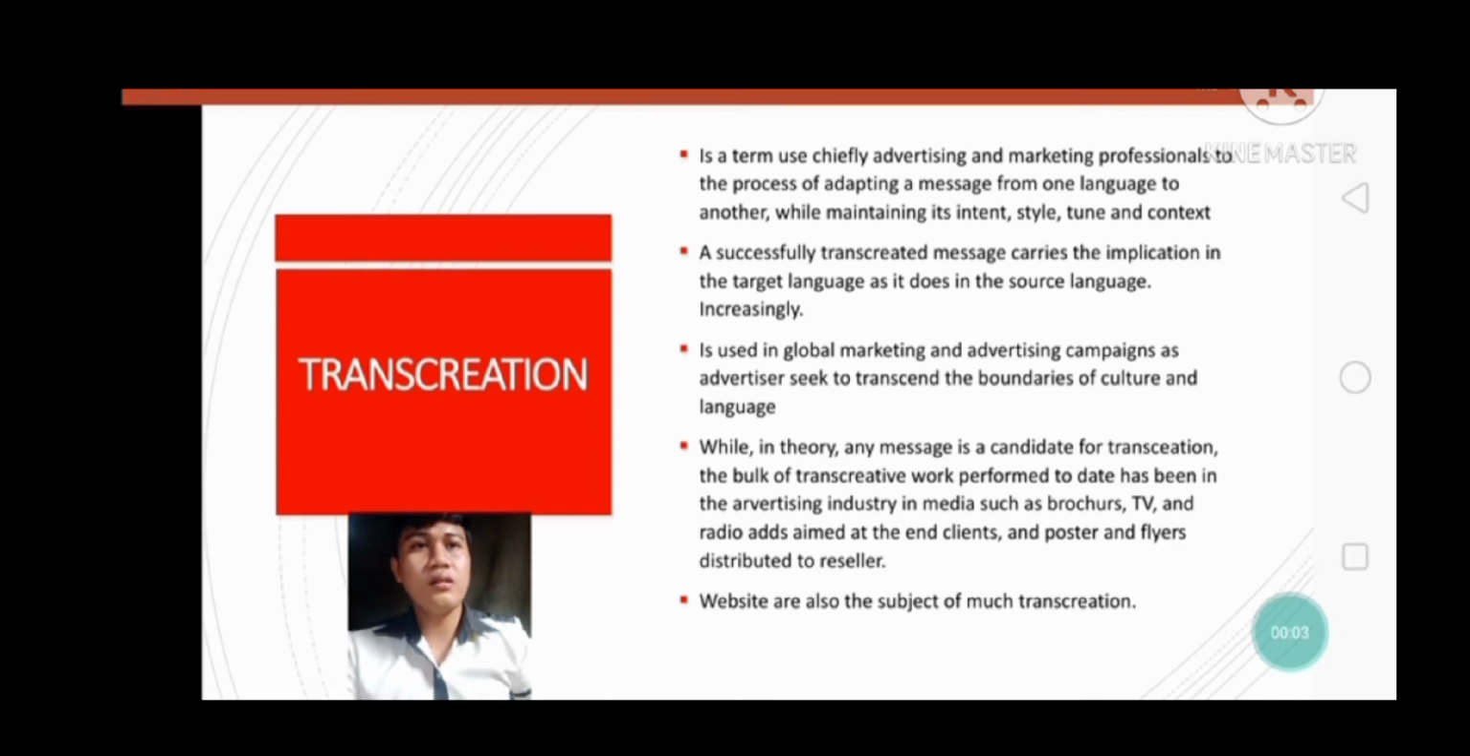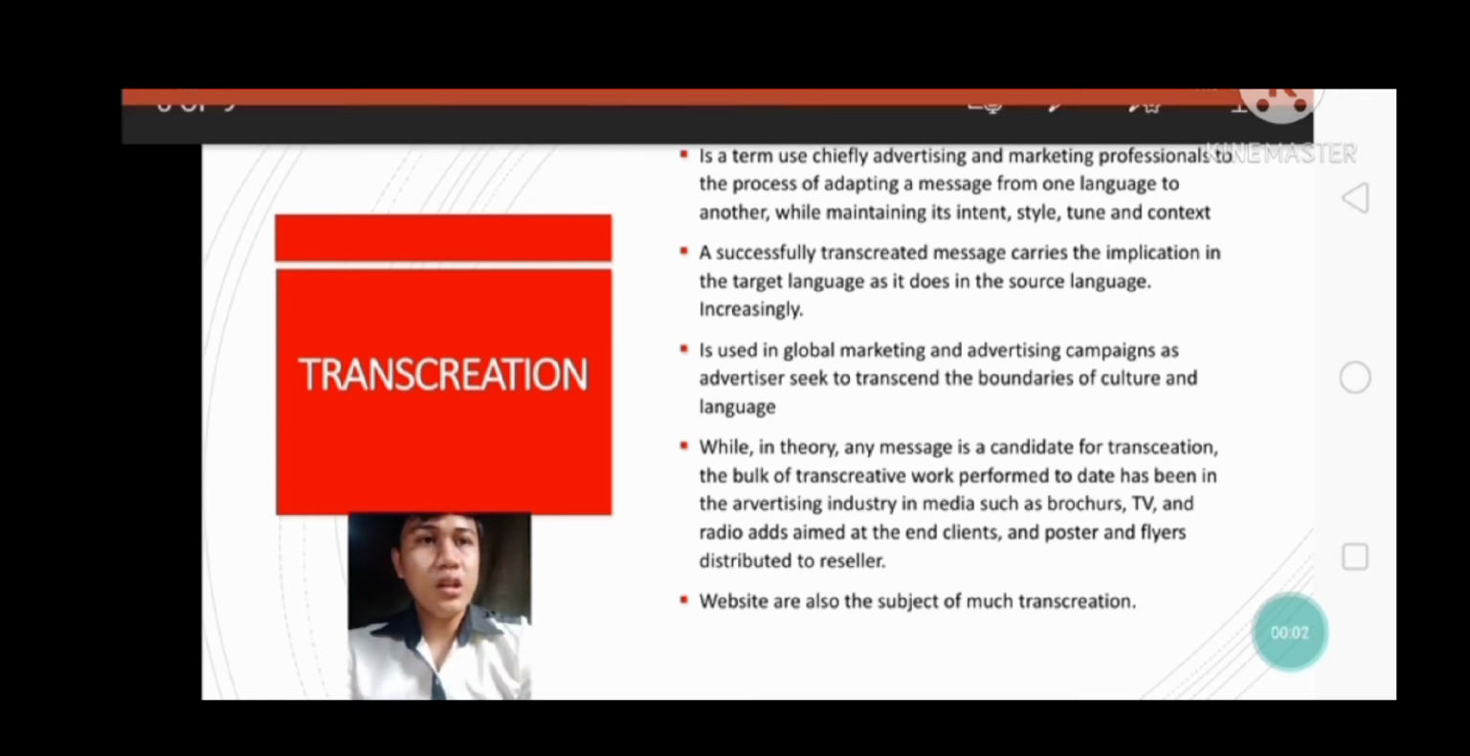Transcreation is a term used chiefly by advertising and marketing professionals to refer to the process of adapting a message from one language to another while maintaining its intent, style, tone, and context. A successfully transcreated message carries the same implications in the target language as it does in the source language. Transcreation is used in global marketing and advertising campaigns as advertisers seek to transcend the boundaries of culture and language.